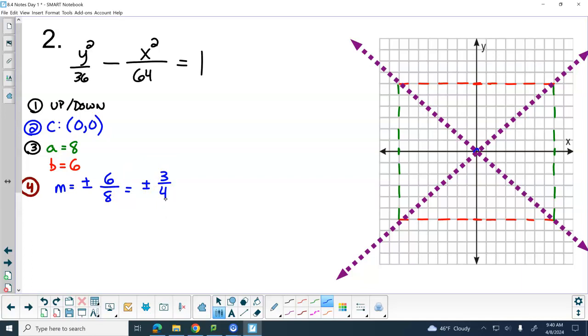Now this one had a center at the origin, right? So looking at those two lines, what are both of their y-intercepts? 0, because it's where it crosses the y-axis. So both of them are 0. So one of them is going to be y equals 3/4 x. The other one is going to be y equals negative 3/4 x.